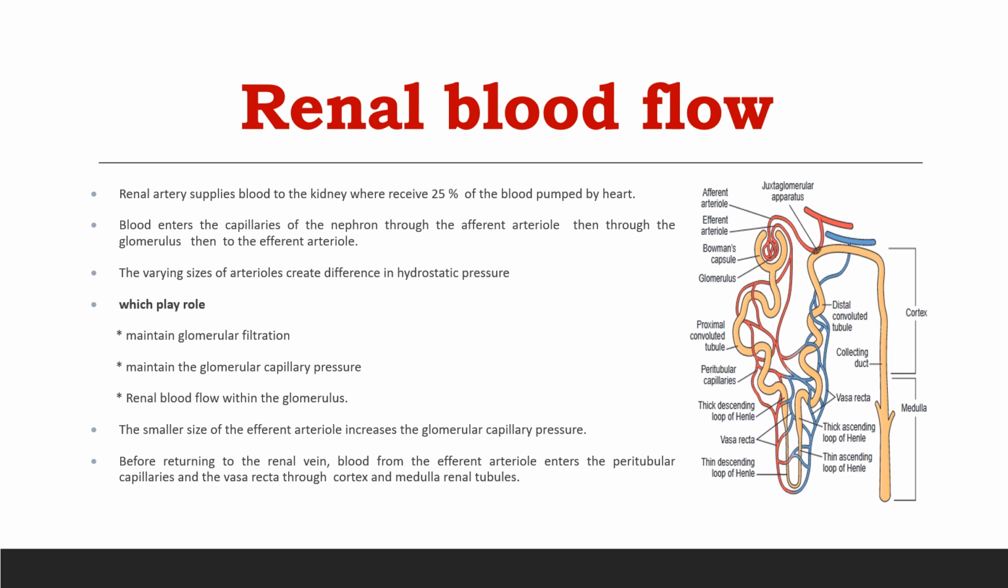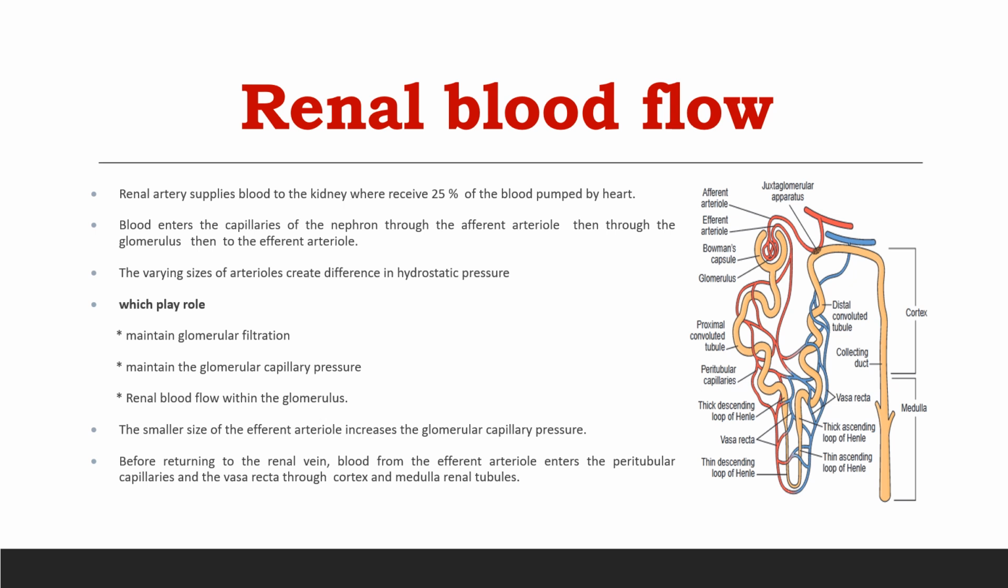Renal blood flow. The renal artery supplies blood to the kidney, which receives 25% of the blood pumped by the heart. Blood enters the capillary of the nephron through the afferent arteriole, then through the glomerulus, then to the efferent arteriole. The varying size of the arterioles creates a difference in hydrostatic pressure. This difference plays a role in maintaining glomerular filtration, glomerular capillary pressure, and finally renal blood flow within the glomerulus. The smaller size of the efferent arteriole increases the glomerular capillary pressure.